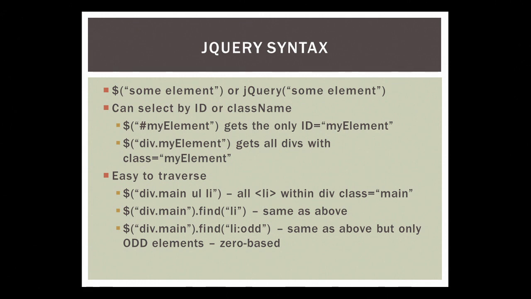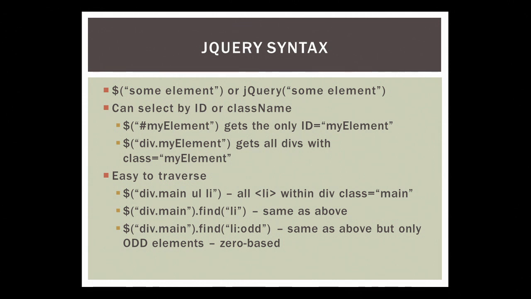It's really easy to go up and down the DOM to find your stuff. So on the next line, div.main ul li finds all the line items within the div that has a class called main. There's some shorthand that you can use, div.main.find, and then find your selector elements in that div. So that could be line item, it could be span, paragraph, image, anchor tags. Anything in here, it will find.